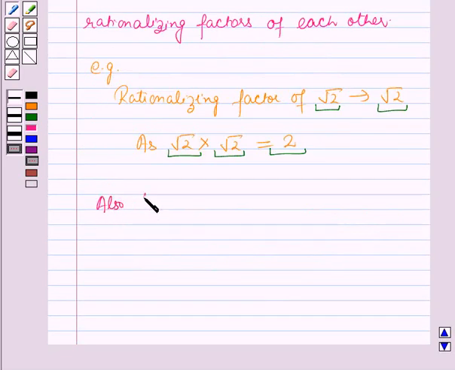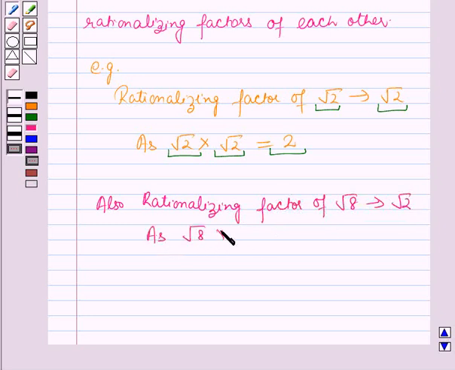Also, a rationalizing factor of root 8 is root 2, as root 8 into root 2 is equal to root 16, which is equal to 4. So here also, we are multiplying two irrational numbers and we are getting a rational number. Therefore, these two irrational numbers are rationalizing factors of each other.